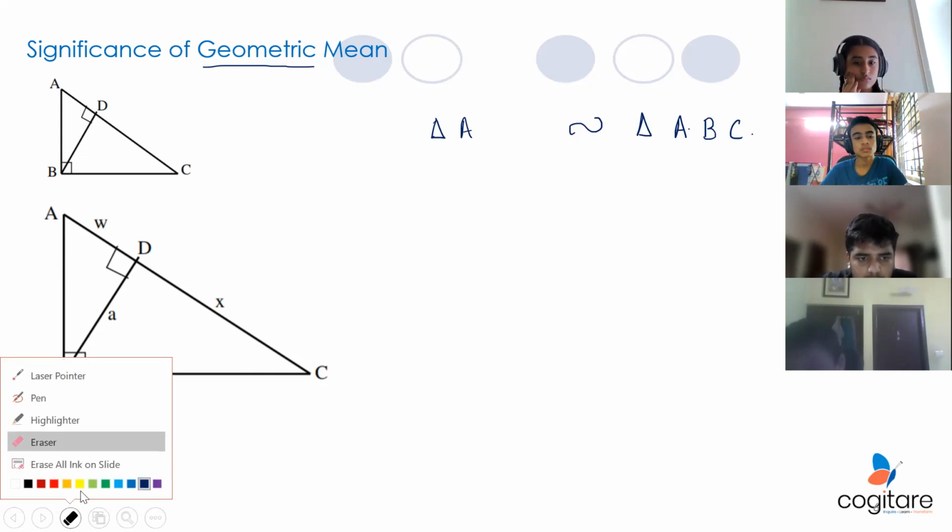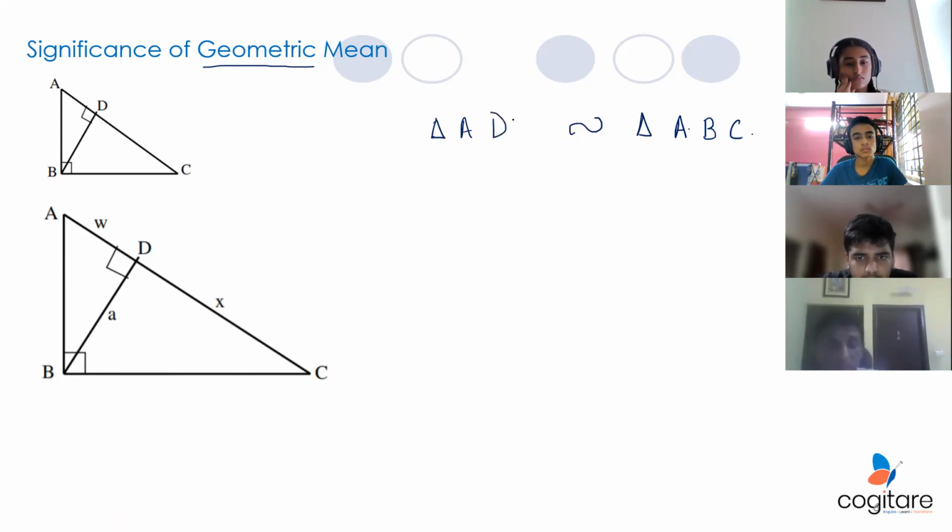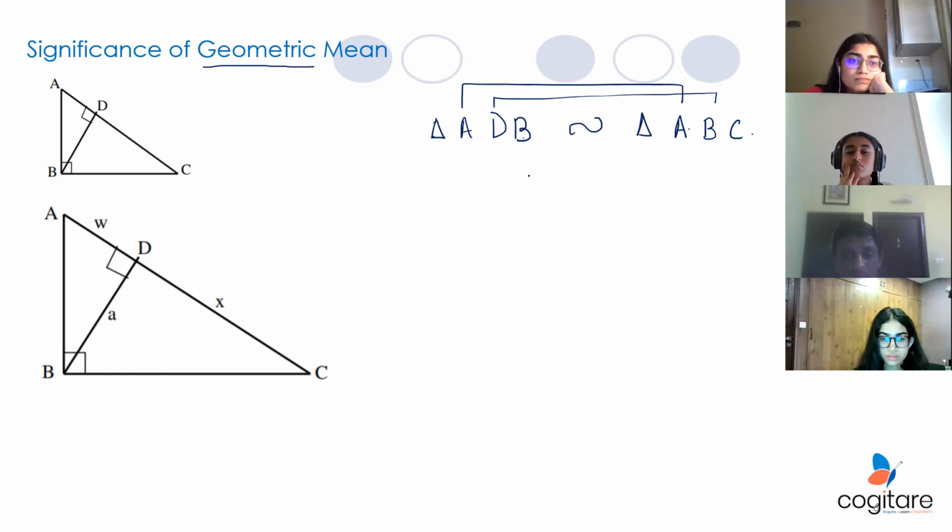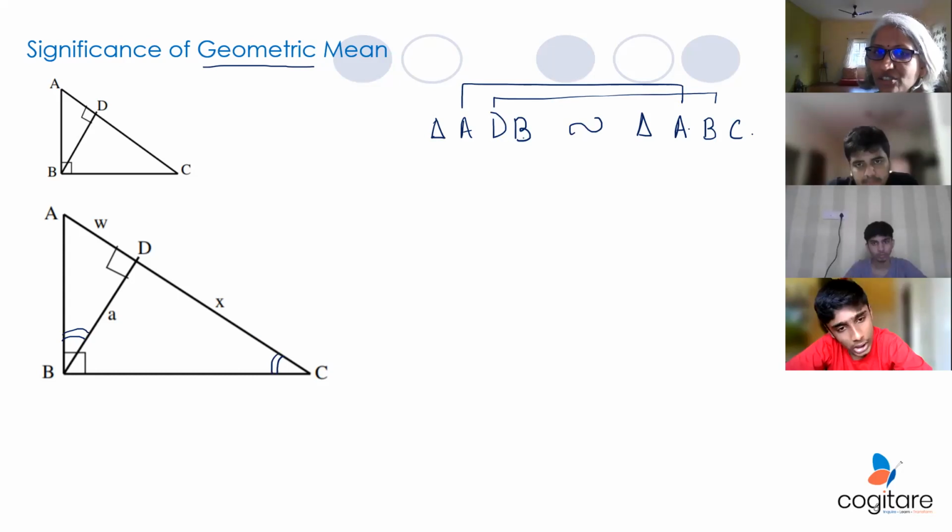ADB, because angle A is common. Angle D is 90 in this, angle B is 90 in this. Correct, people? And this small angle ABD is actually equal to angle C. Didn't we do this? Why, Shruti, you have forgotten? So next, Harish, tell me the next two pairs.